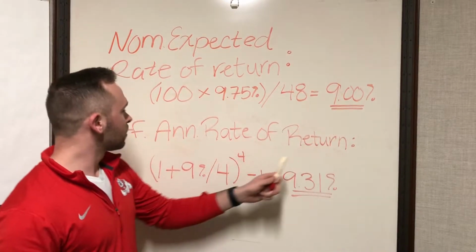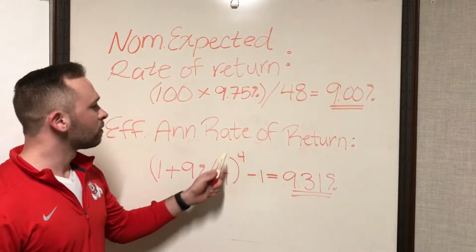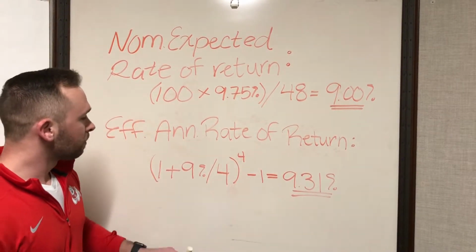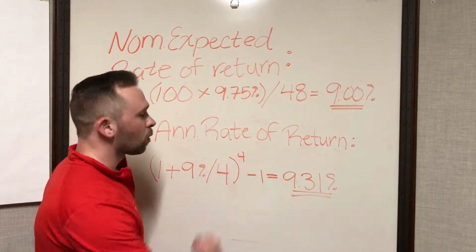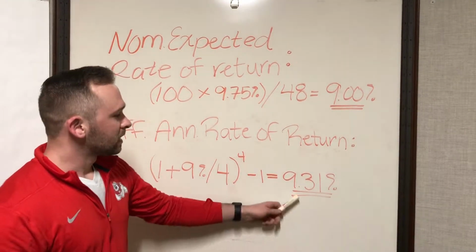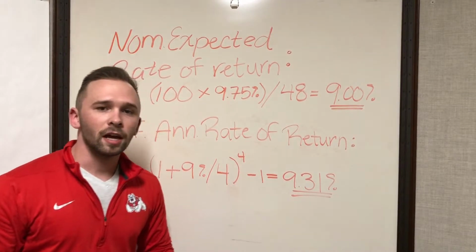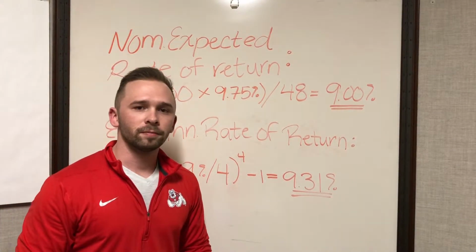From there, we take that 9% and we can get the effective annual rate of return by simply plugging that in there. These two fours are going to be our quarterly dividends that are paid out, and that lands us at a 9.31% effective annual rate of return.